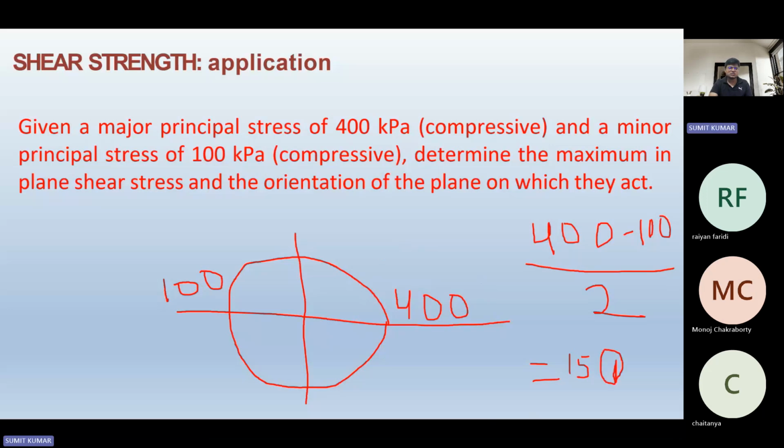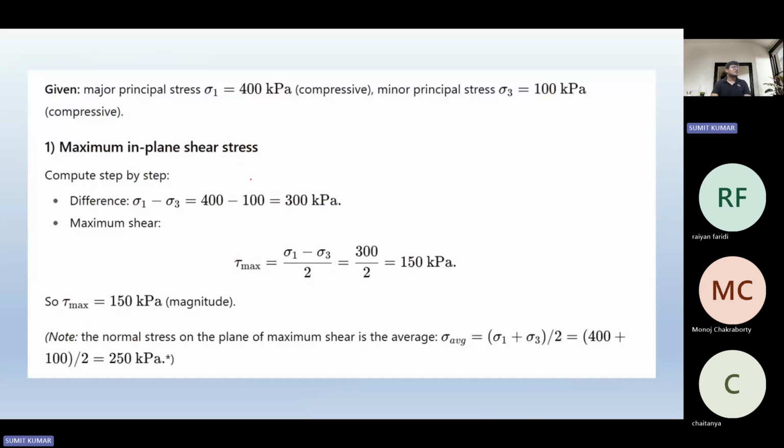Okay, so this is going to be our answer. I have already solved it for you, so let's see the solution as well. It is mentioned over here that the given principal stress sigma 1 is 400 and sigma 3 is 100. The maximum in-plane shear stress is sigma 1 minus sigma 3, which is 400 minus 100, equal to 300. When we divide it by 2, we get the maximum shear stress as 150.